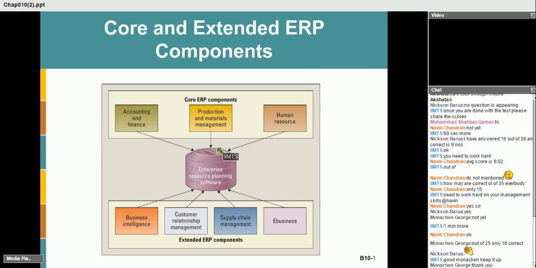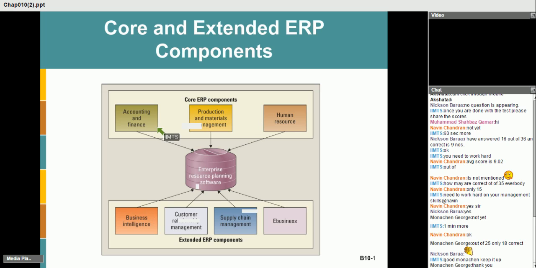Now let's see the core and the extended ERP components. This is the ERP software, and in the core system you will find accounting and finance, production and materials management, and human resource. While in the extended system, as per the requirements of the organization, you have BI, business intelligence, you have CRM, that is customer relationship management, you have SCM as supply chain management, and you have e-business. So these are the different modules which a company will take as per their requirement.